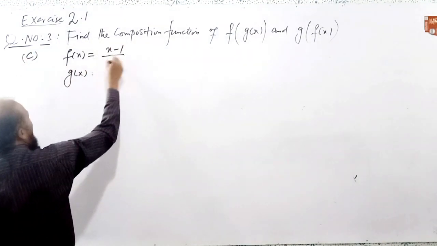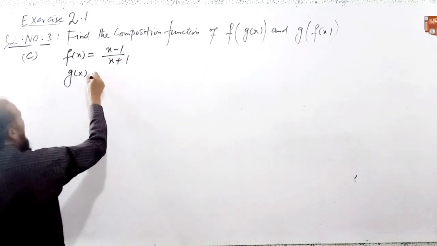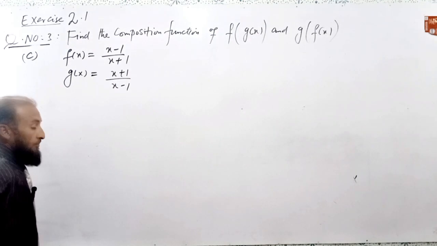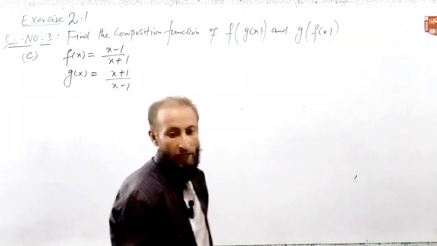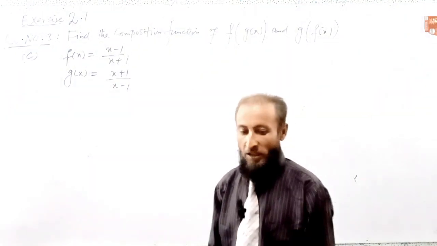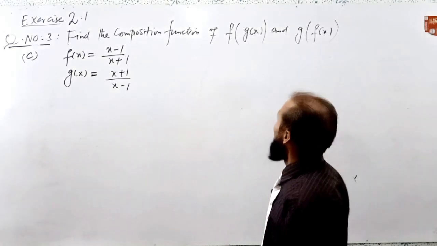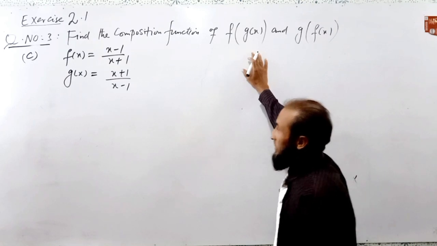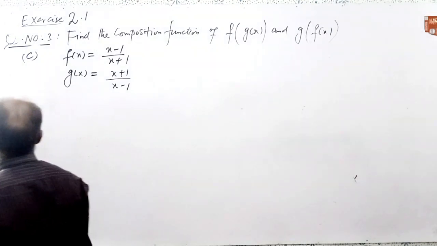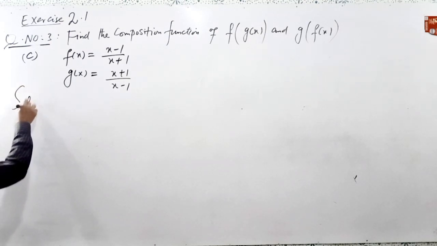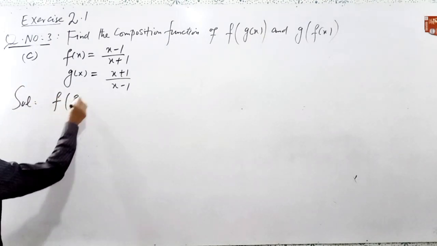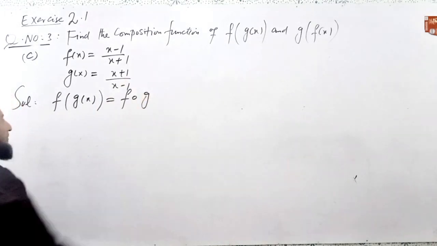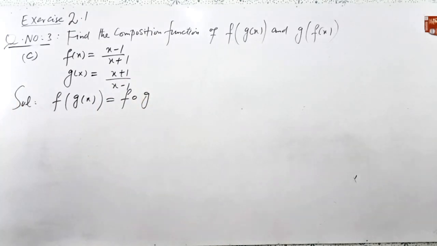f of x is x minus 1 divided by x plus 1, and g of x is x plus 1 divided by x minus 1. Both are reversible. Now we want to find f of g of x. The similar process we continue here. The solution of f of g of x. Symbolically we can write f of g of x. Both are the same thing.